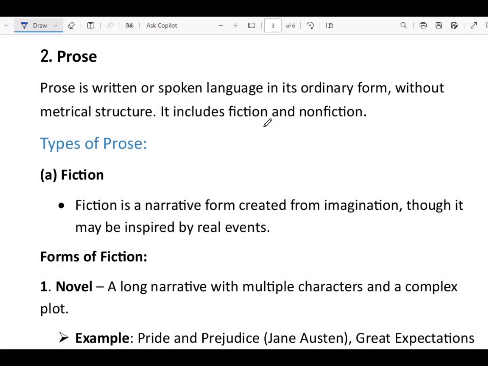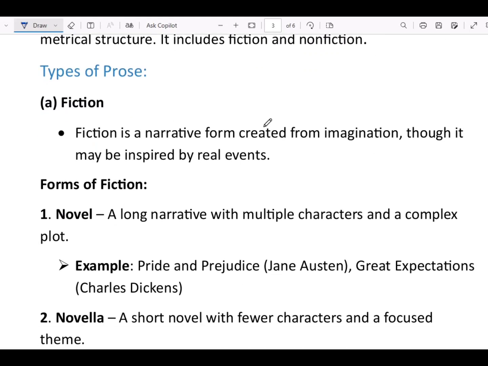Now, let's talk about another literary form, that is prose. Prose is written or spoken language in its ordinary form without any metrical structure, because in poetry we have learned that how we know it is a poetry is that it has some rhythm, some metrical structure. But in prose there is no metrical structure. It also includes fiction and non-fiction.